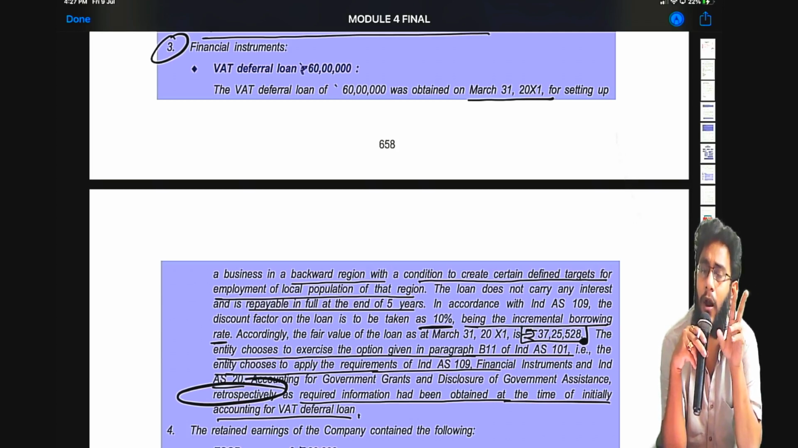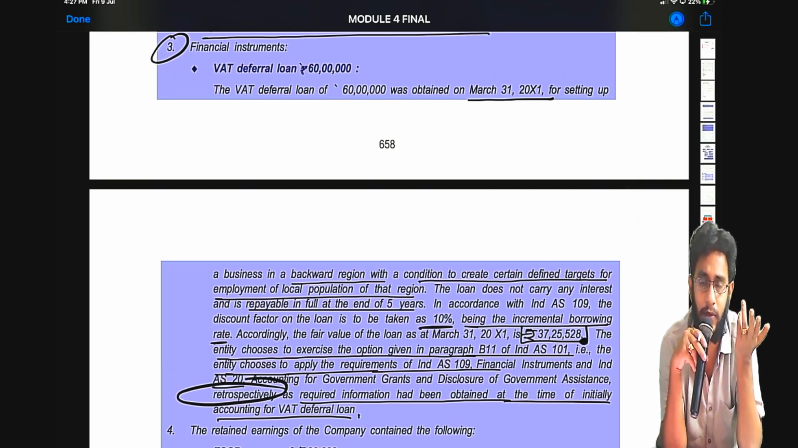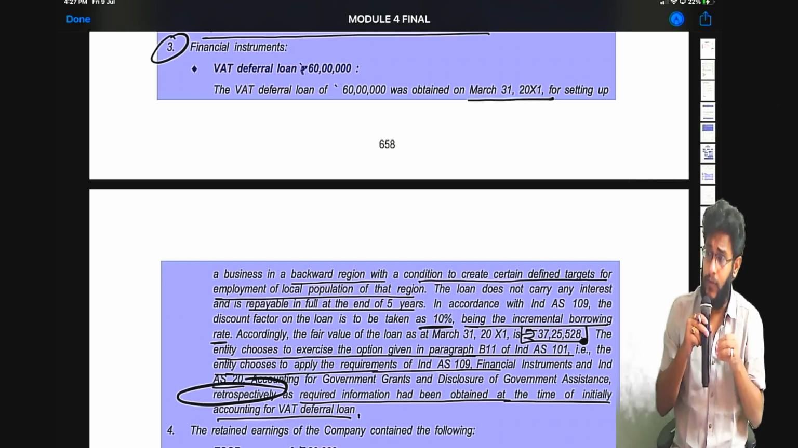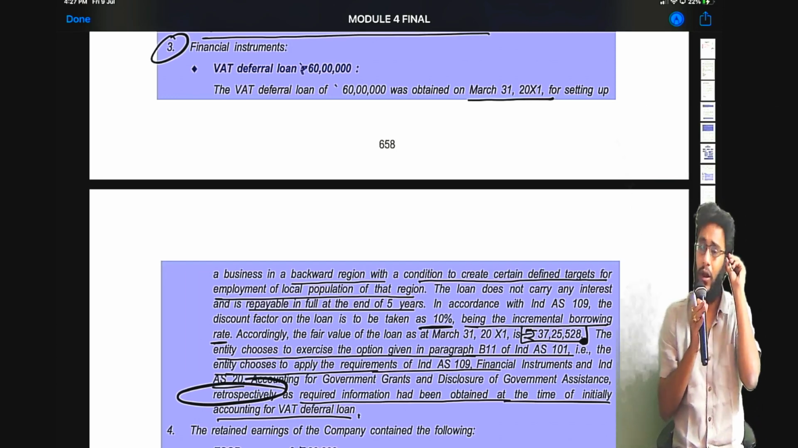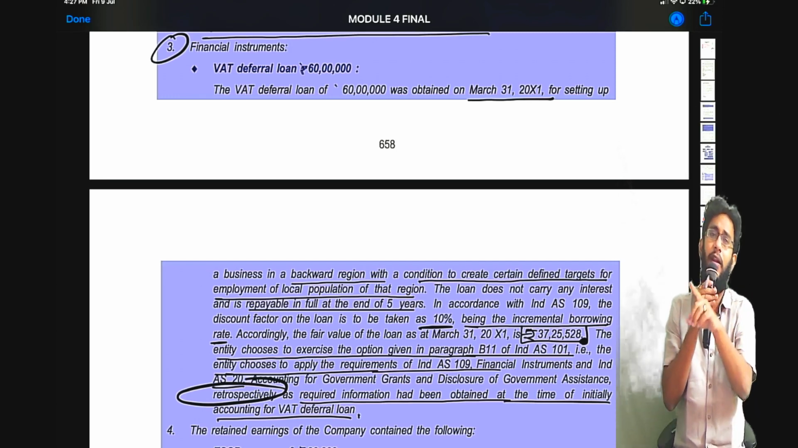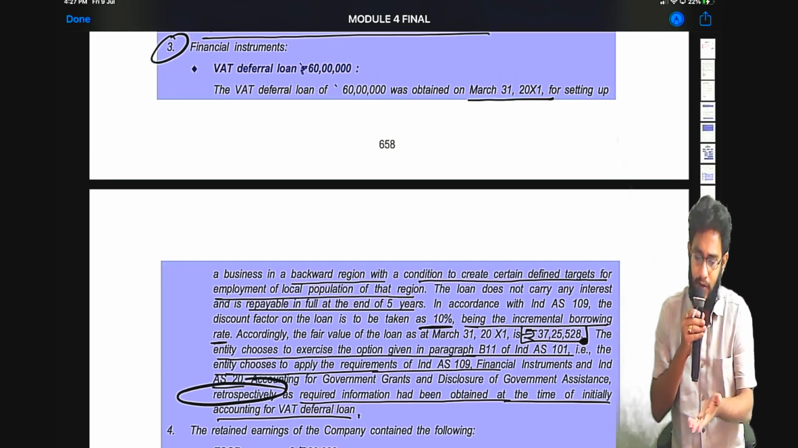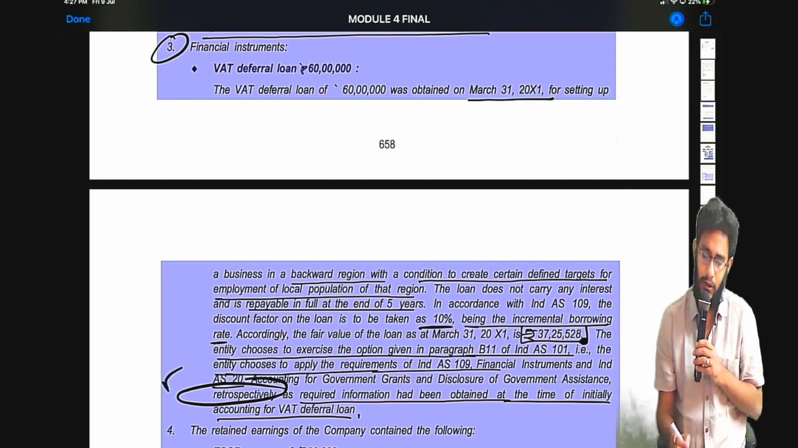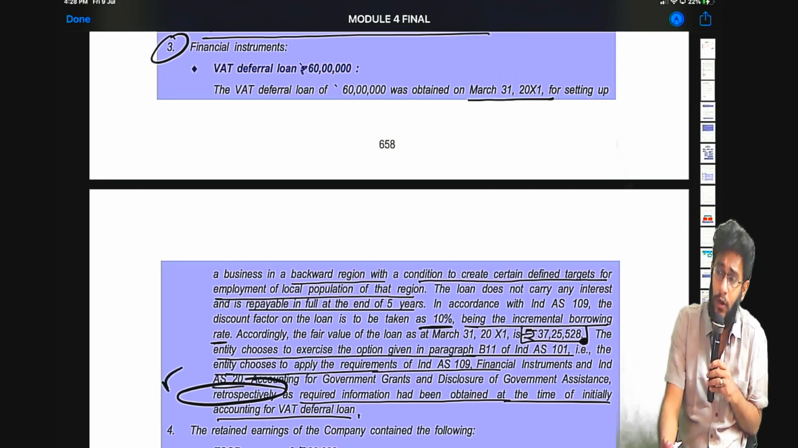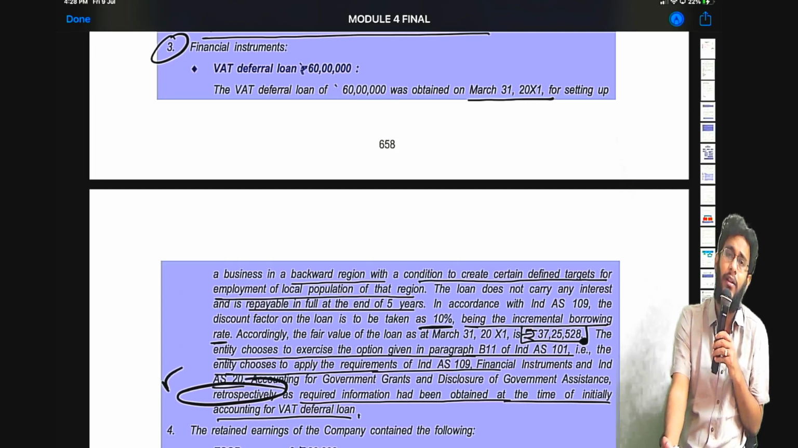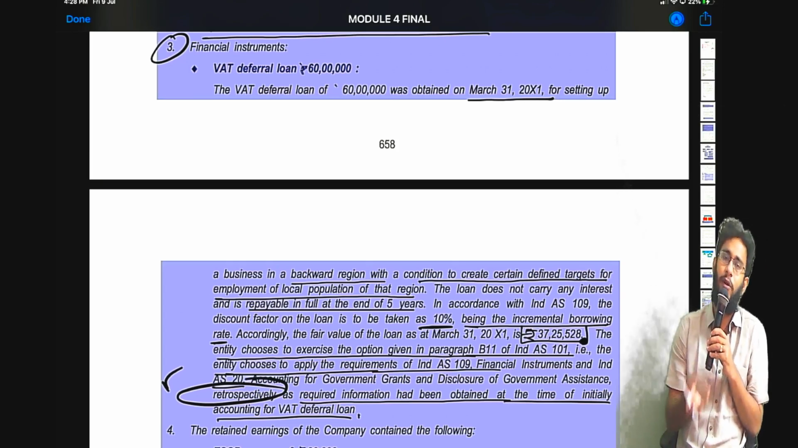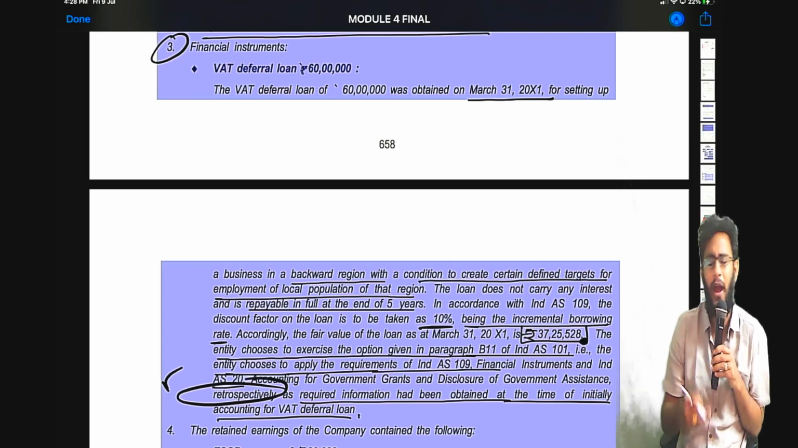You are not supposed to identify grant component. Point number 1. Point number 2 is, no sir, I want to apply Ind AS 20, I will identify grant component retrospectively. You can do that, provided whatever information you need for splitting up the grant component and all, that you must have obtained on the date of obtaining the loan itself. Correct? So this fellow wants to apply retrospective accounting of Ind AS 20 because he has all the information. Now you see, why is he having all the information? He's standing today on the transition date. Loan was obtained yesterday only. So obviously the information in the market today you can take and you can split.